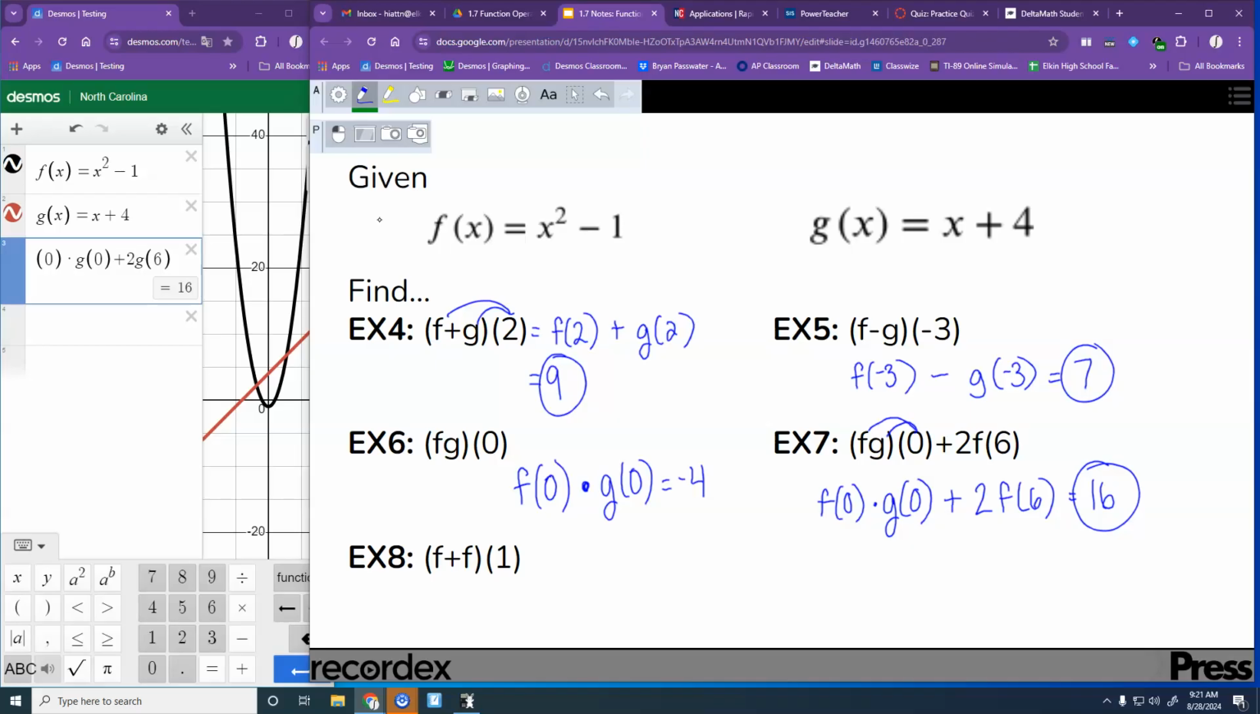Let's see if I can see what is wrong with yours. You do not have your f and your g equations above, so it can't calculate it unless they're in there. So like where I've got on that top line, I've got f of x equals x squared minus 1 and g of x equals x plus 4. You have to have that in for it to calculate.